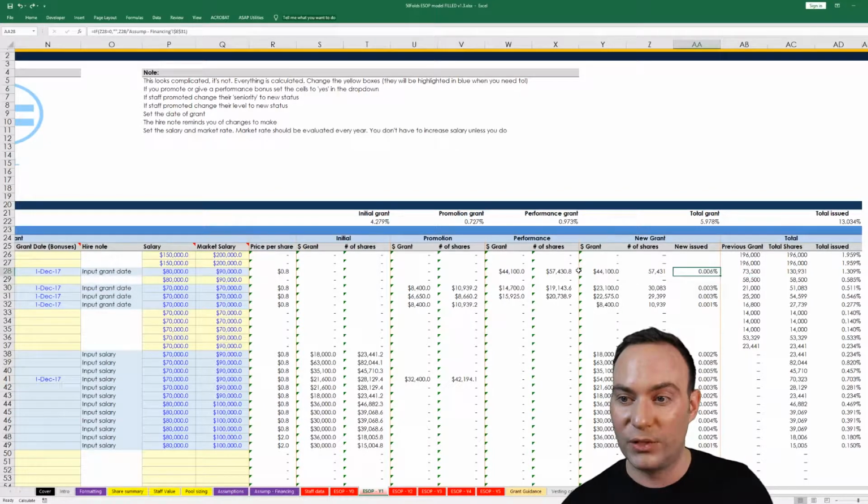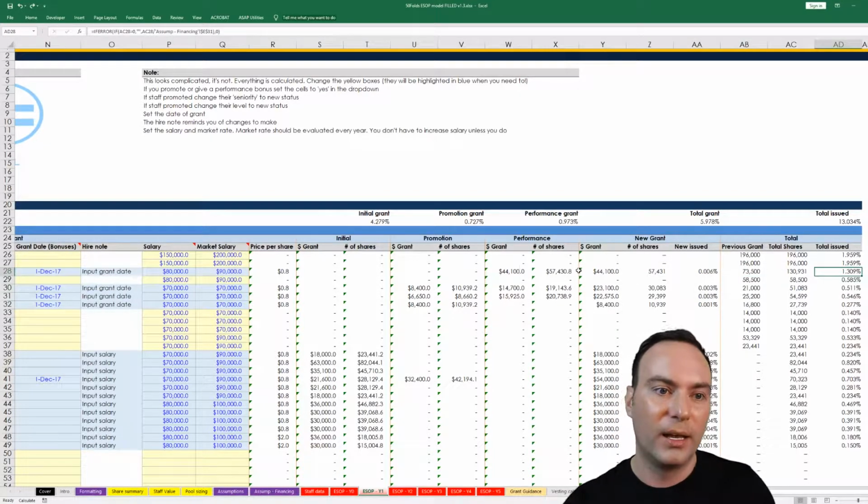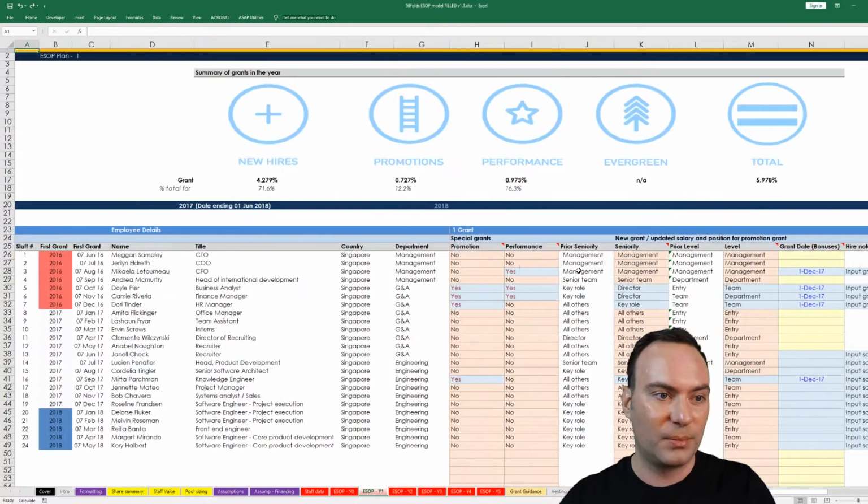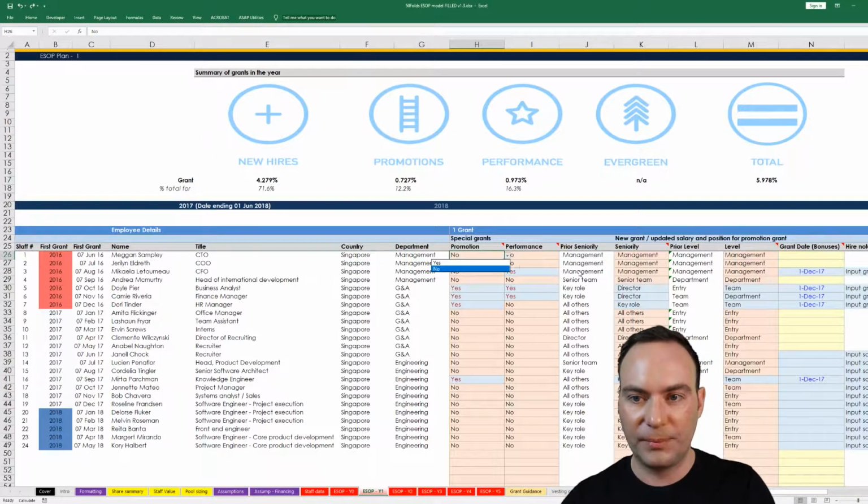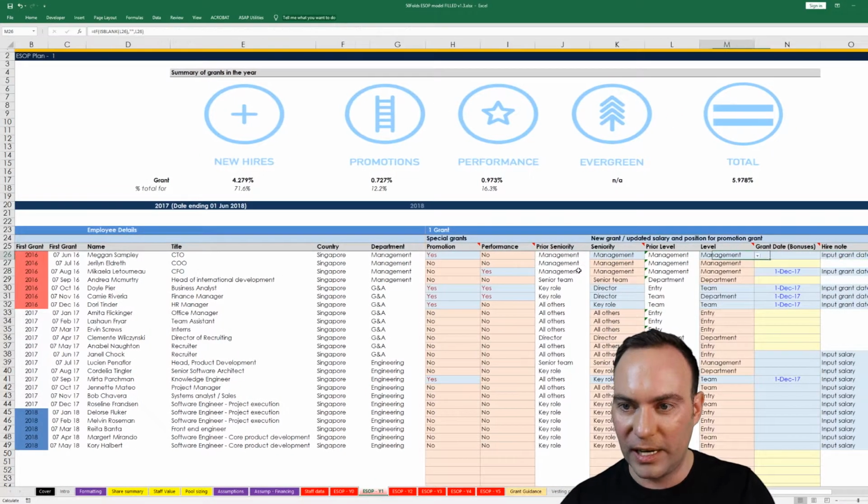So her total issued amount is currently 1.309. So we could say, actually, do you know what? We talked to Megan. She did a good job. We're both going to give her a promotion. Yes. Right? So, see, suddenly everything changed. Well, she's already a manager. If she's already a manager, blue says I need to put the grant date, which is going to be the same thing as this thing here. I can copy and paste that.